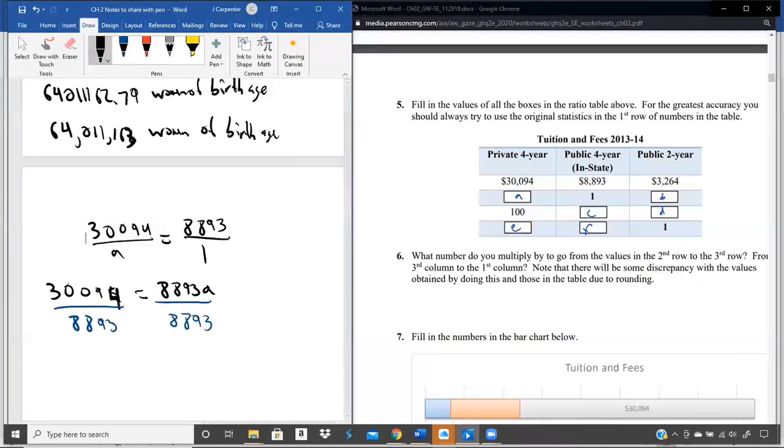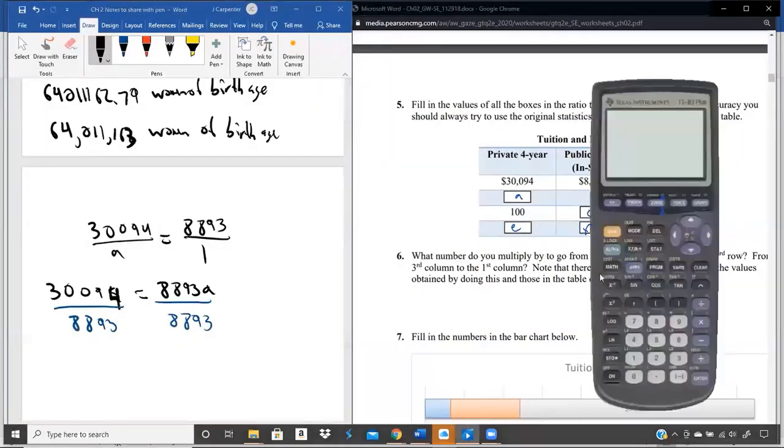And we ultimately get, calculator, I don't know why I have to do that sometimes. It's clear. 30,094 divided by 8893 is 3.38, blah, blah, blah.